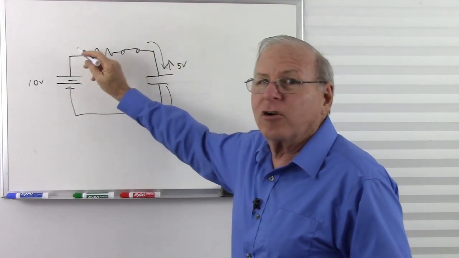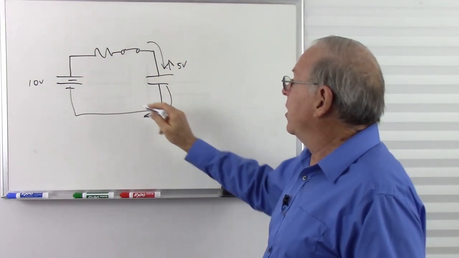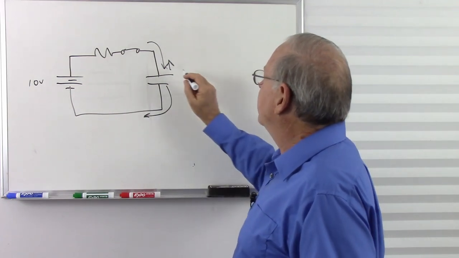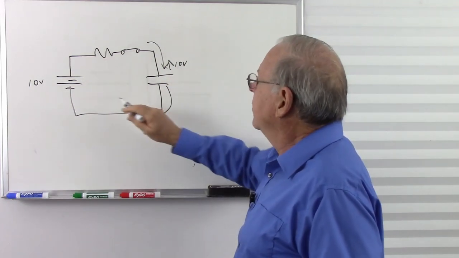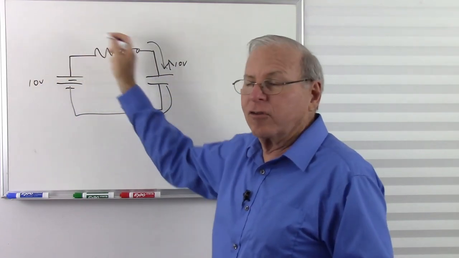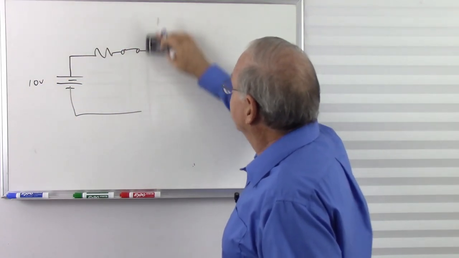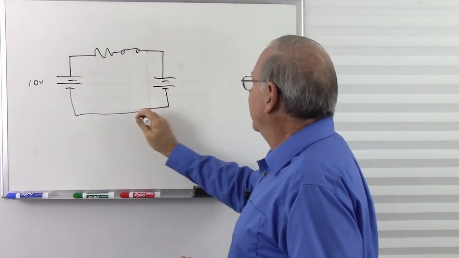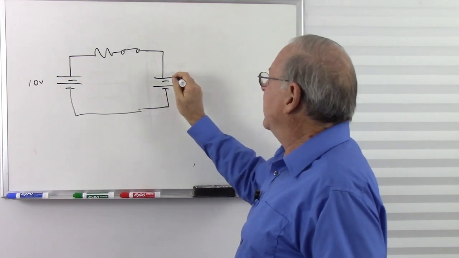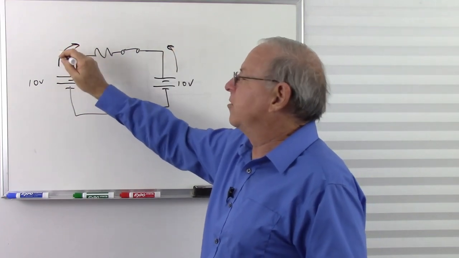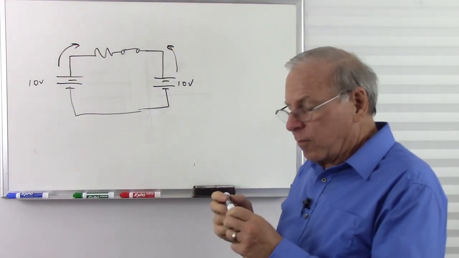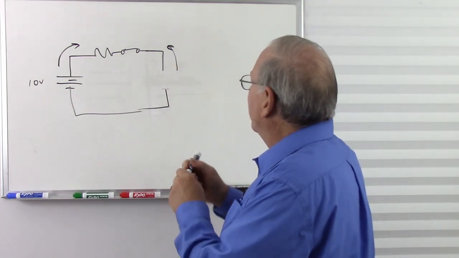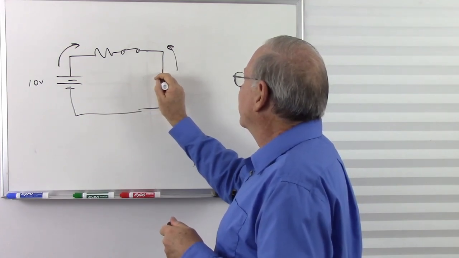Well, now that current is going to slow down a little bit, so we're not going to have as much current going through. And eventually this is going to get up to 10 volts. And it's pushing back as hard as this is pushing there. Now it looks like a battery. I'm redrawing it now. Looks like we have another 10 volt battery. Eventually, it's pushing that way as hard as this one's pushing that way, and we have no current. So by this time, the capacitor looks like exactly what it is, which is an insulator.